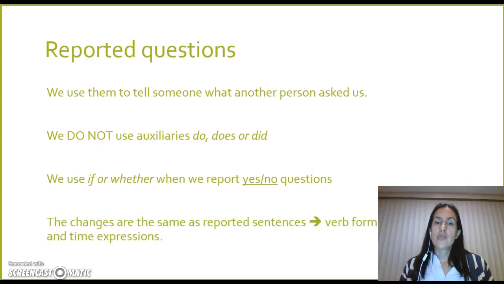And all the other changes, when we're talking about the verb forms, the pronouns, and the time expressions, we use the same rules as in reported sentences. We have to change the verbs, if it's a present simple to past simple, if it's a present continuous to past continuous, etc. If the pronouns have to change, because it's not the same to say I have seen that movie than she has seen that movie. And some time expressions, like tomorrow, remember you cannot report it as tomorrow. You have to change that expression to the following day or the next day.